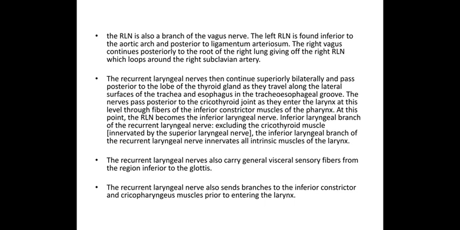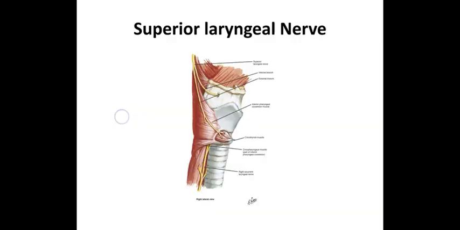The recurrent laryngeal nerve continues superiorly bilaterally and passes posterior to the lobe of the thyroid gland as it travels along the lateral surfaces of the trachea and esophagus in the tracheoesophageal groove. The nerve passes posterior to the cricothyroid joint as it enters the larynx. At this point, the RLN becomes the inferior laryngeal branch of the recurrent laryngeal nerve, which innervates all intrinsic muscles of the larynx, excluding the cricothyroid muscle.